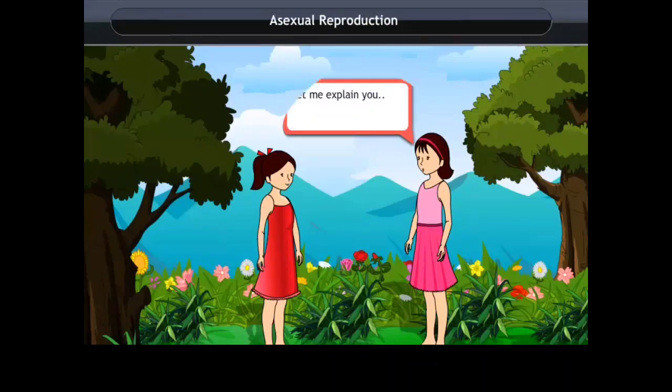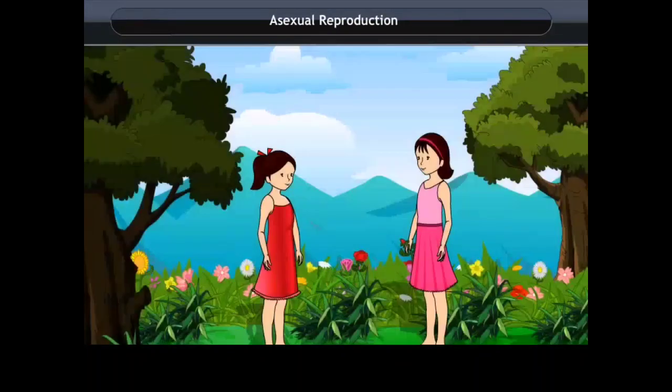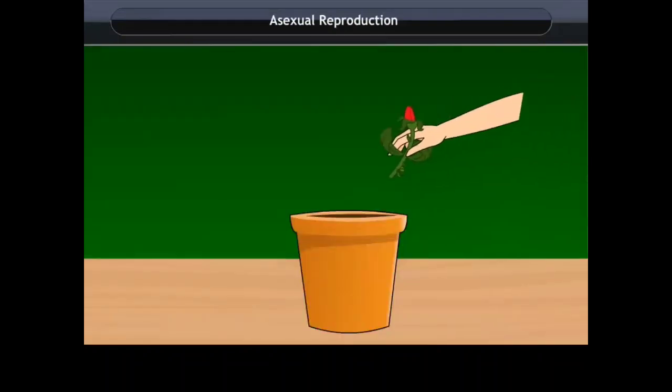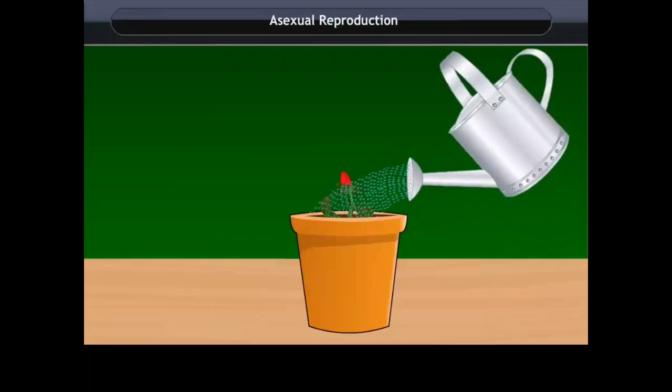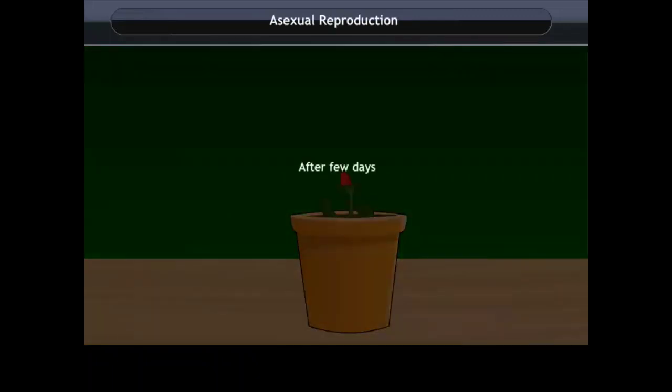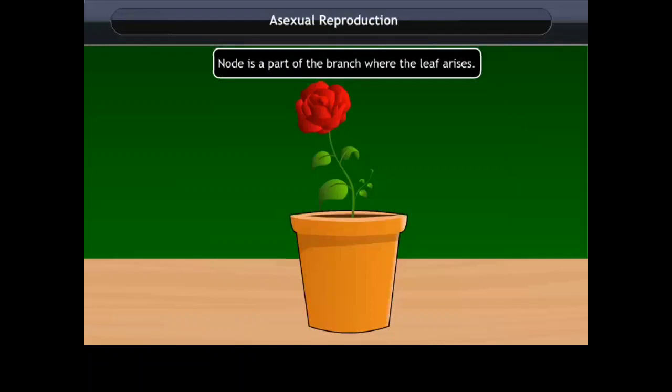When plants reproduce from the vegetative parts like stem, roots and leaves, it is called vegetative propagation. This can be done by cutting. Take a plant, for example, a rose plant, and cut its branch with the node. Plant it in soil and water it daily. After a few days, you will find new leaves appearing from it.